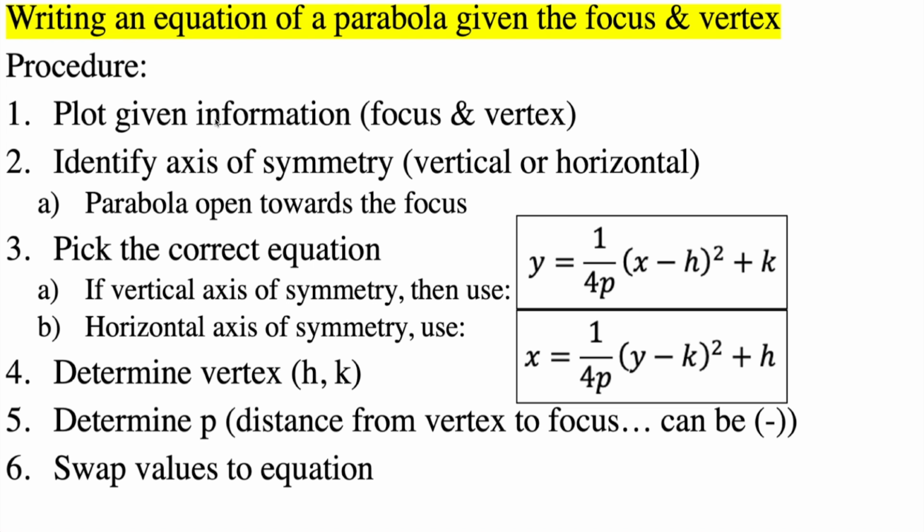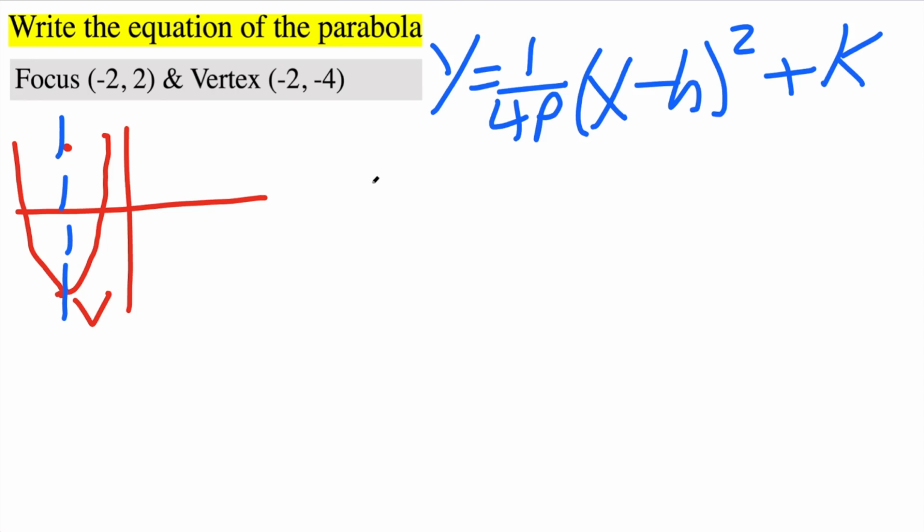So right now we did our plot. We used the plot to determine the axis of symmetry, and we picked the correct equation, which was vertical axis of symmetry, and this was the equation that we picked. And step 4 says determine the vertex, which is a freebie. They gave us the vertex. But at least I can label h and k. So this value right here is our h. This is our k. So step 4 is done.